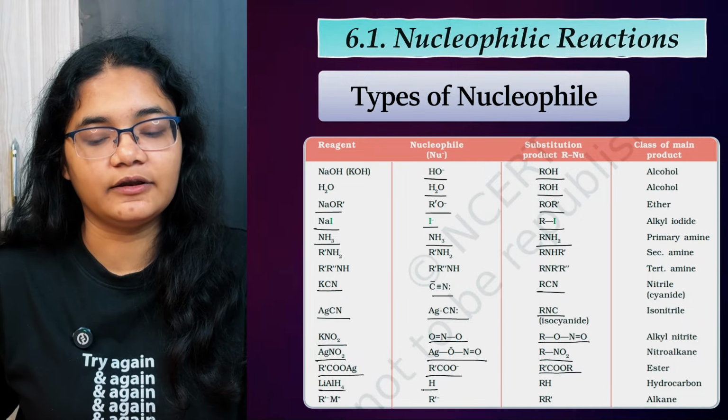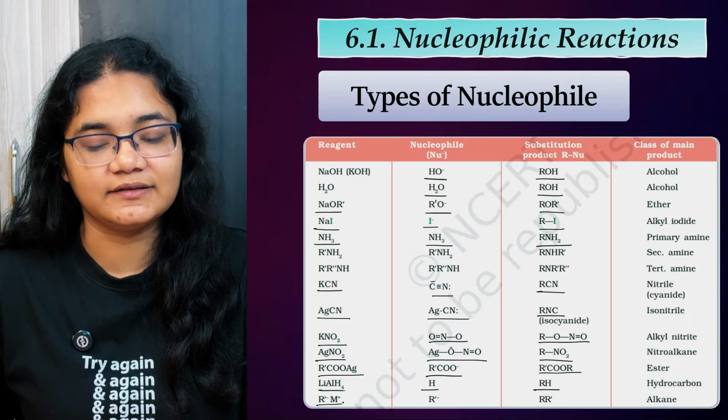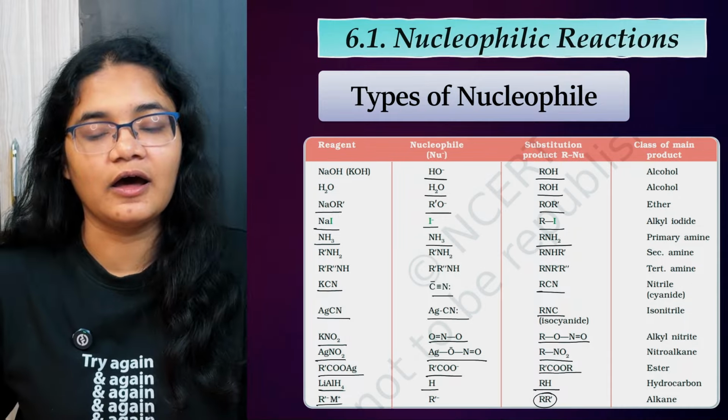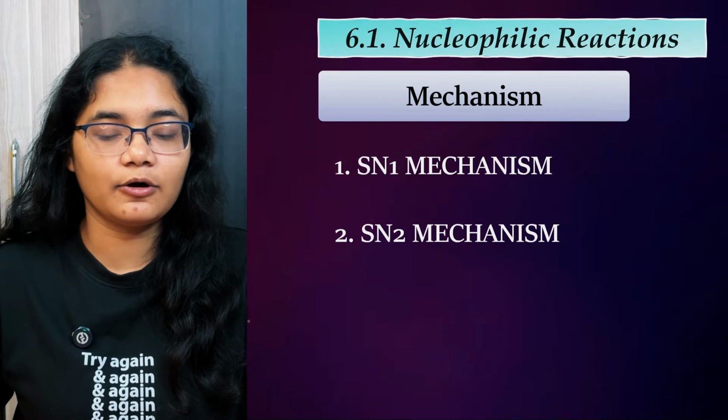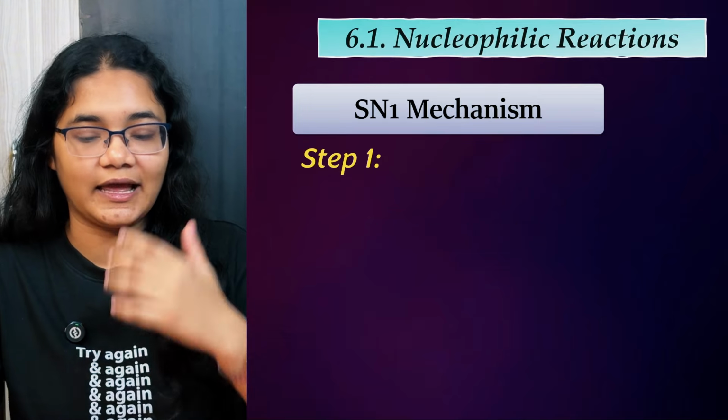Lithium aluminum hydride, the nucleophile is H, so you will get RH, and if you have just R-M, that is any Grignard reagent, here you will get RR as the product. Now we'll talk about the mechanisms, SN1 mechanism and SN2 mechanism, by which the reaction takes place.